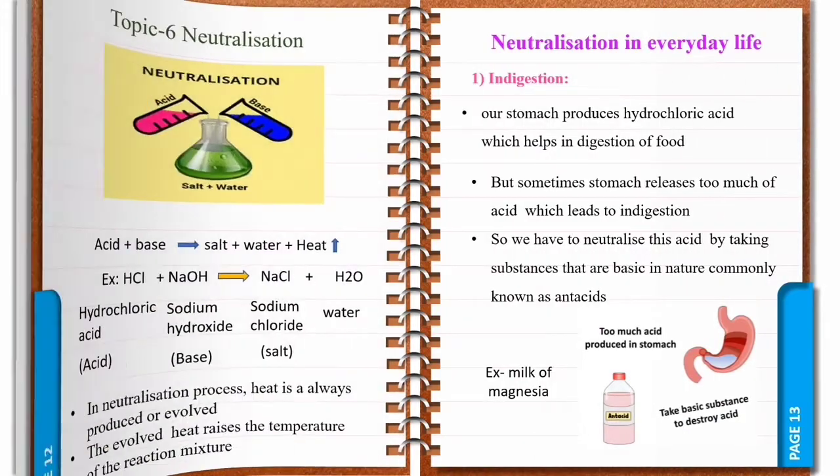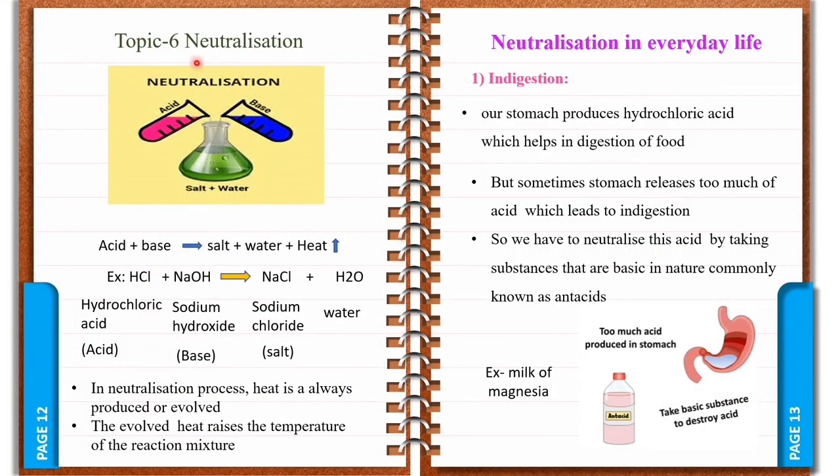Now let's move to topic number 6, neutralization. It is the final topic of our acids, bases and salts unit. When an acidic solution is mixed with basic solution, they neutralize each other and we get the product salt and water. In neutralization process, heat is always produced or evolved. The evolved heat raises the temperature of the reaction mixture. Example, we have taken hydrochloric acid, which is an acid. It reacts with base like sodium hydroxide. We get the product salt NaCl and water H2O.